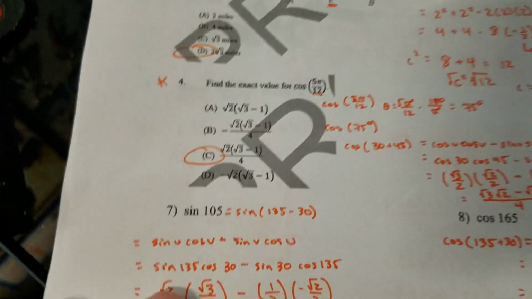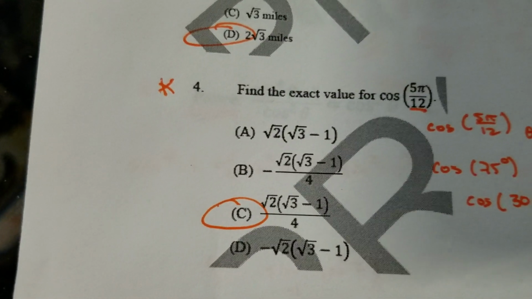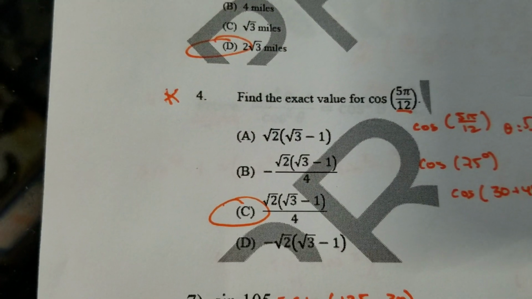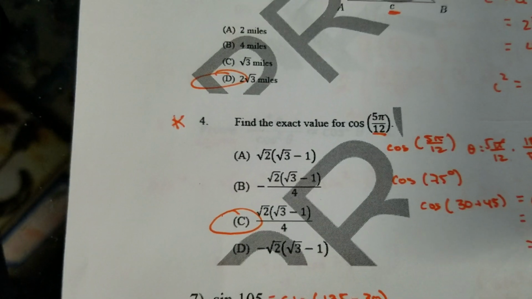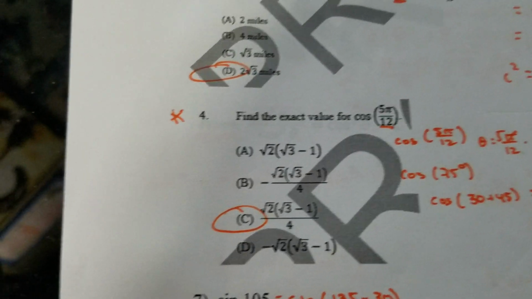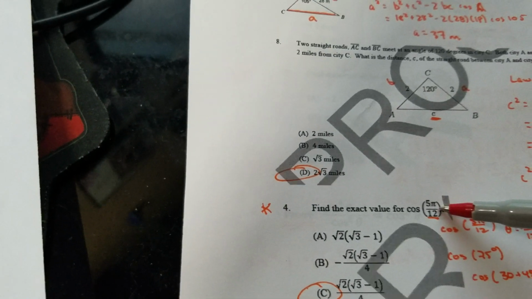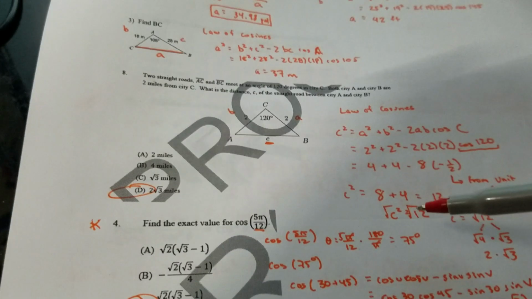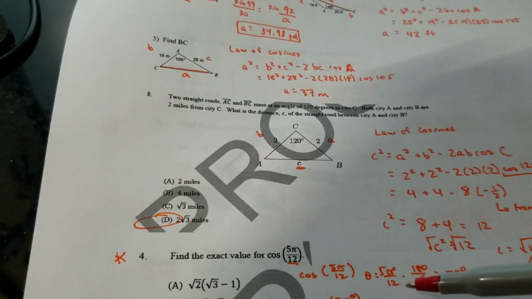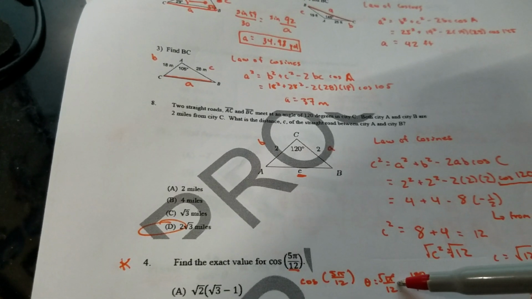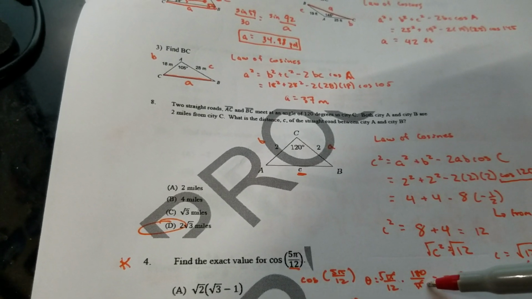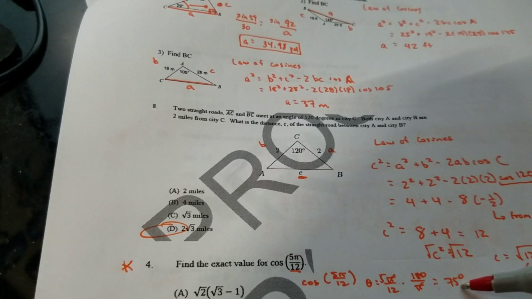Number 4. So this is it right here. Find the exact value of cosine 5 pi over 12. I don't have a unit circle on me, but if I were to look on the unit circle, 5 pi over 12 would not be on there. So first thing I'm going to do is convert this into degrees, which I'm doing right here. So 5 pi over 12 multiplied by 180 over pi, and it equals 75 degrees.